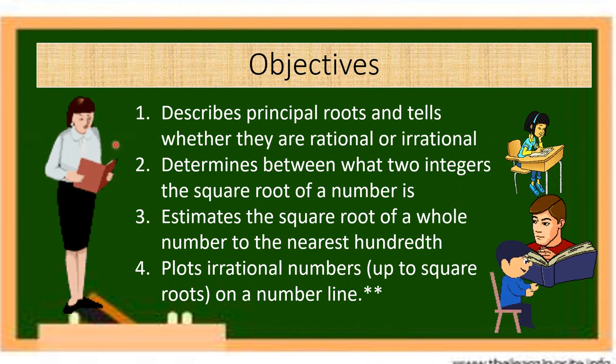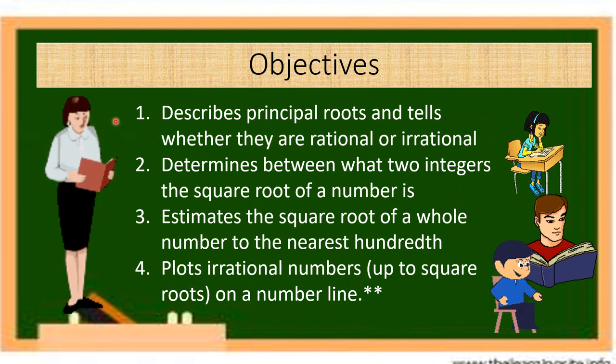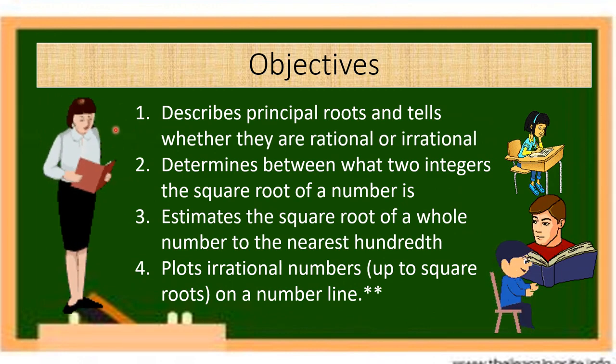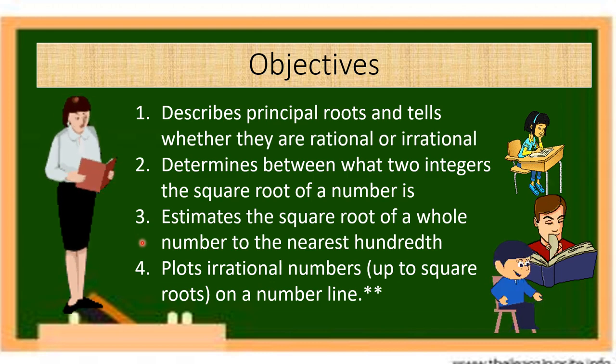Have the following objectives. Number 1, describes principal roots and tells whether they are rational or irrational. Number 2, determines between what two integers the square root of the number is. Number 3, estimates the square root of a whole number to the nearest hundredths. Number 4, plots irrational numbers up to square root on a number line.